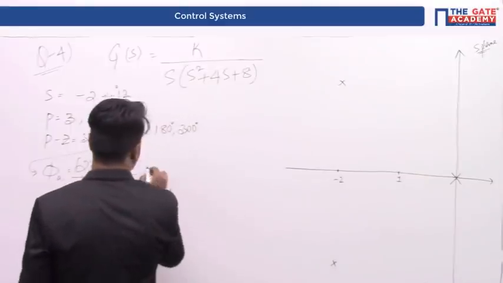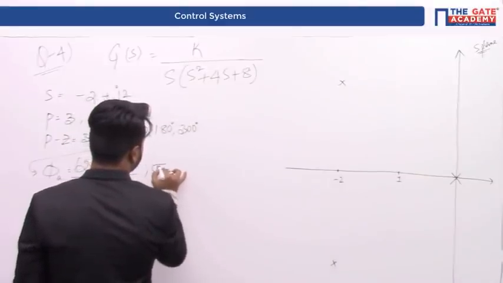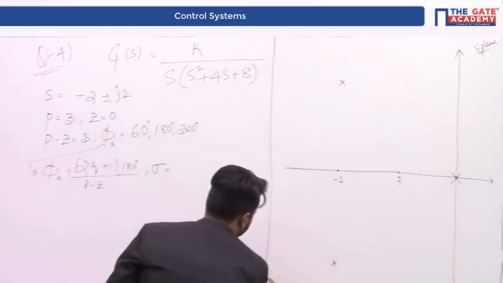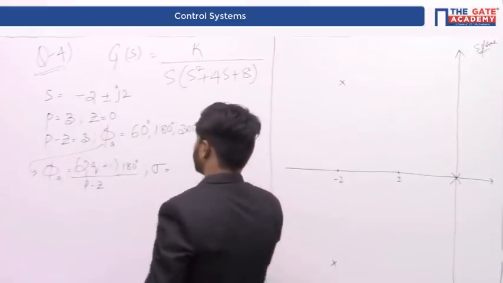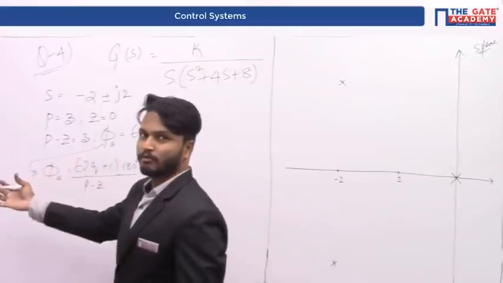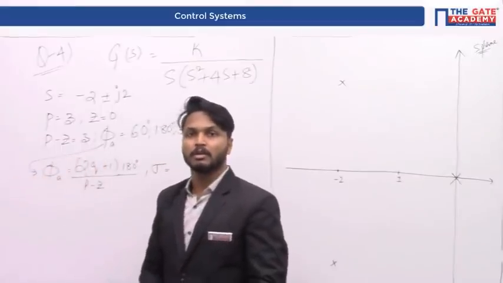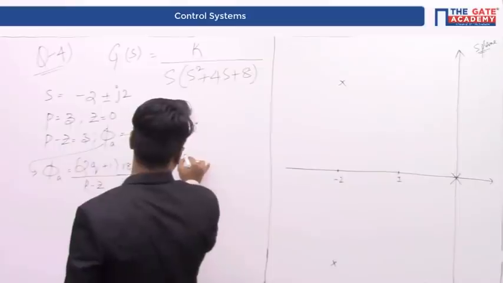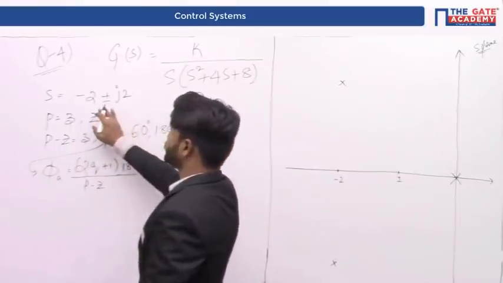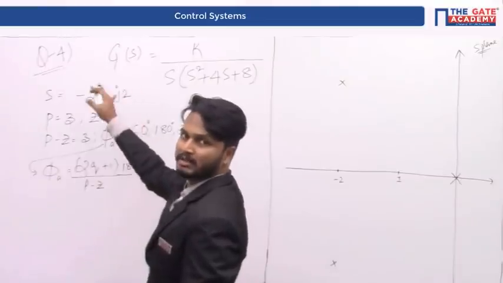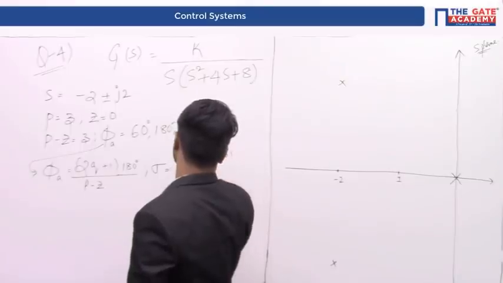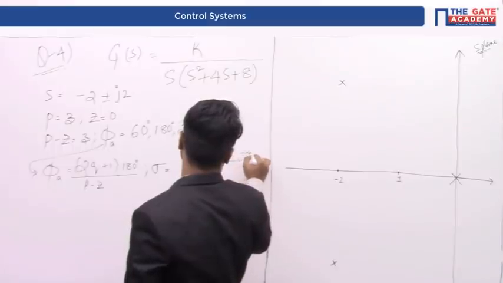Now calculate the centroid. Centroid sigma is equal to, I am just separating the root locus portion from the calculation portion like this. So sigma will be equal to how much? Summation of all the poles minus summation of zeros divided by p minus z. Therefore, summation of all the poles, that is minus 2 plus j2 minus 2 minus j2, you will get minus 2 minus 2. Minus, there are no zeros, therefore it is 0, divided by 3. Therefore it is minus 4 by 3.